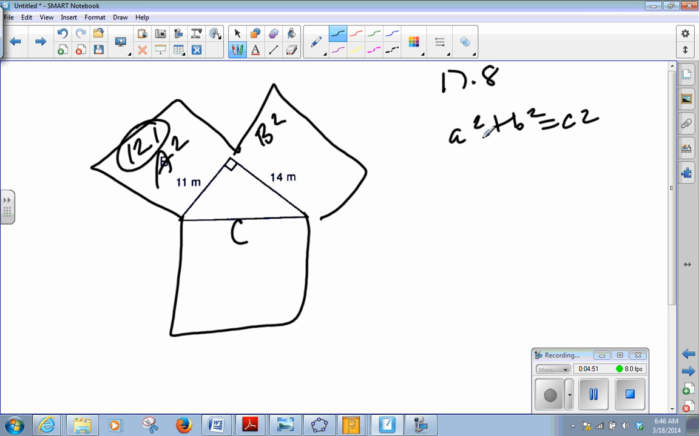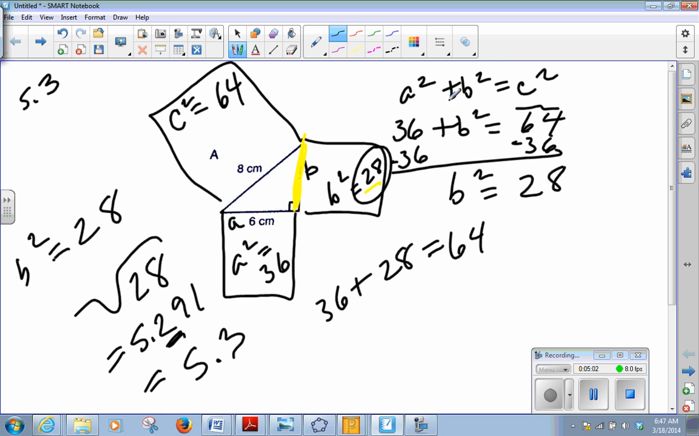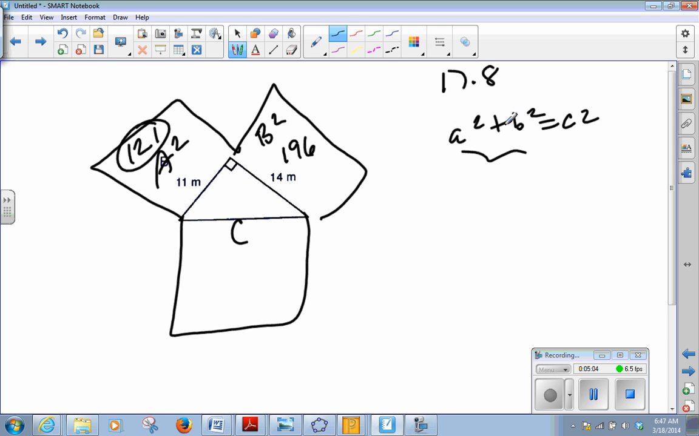A and b, as long as you assign it to each leg, it doesn't matter. So 14 times 14 is 196. Now, as opposed to the last example where I had to subtract because I had a missing leg, now I'm just going to add them together because that's what you do. You add a squared plus b squared, and that gives you your c squared. So 196 plus 121 is going to give me 317.